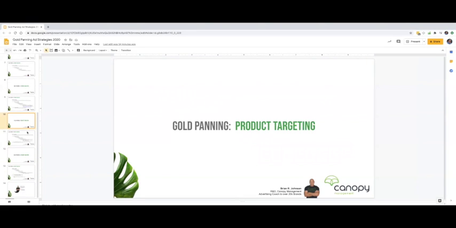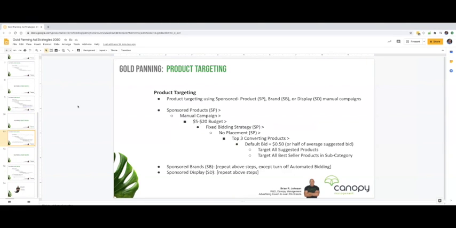So let's talk about product targeting. This is what Jason was talking about. It was a strategy that got pulled through one of the students of one of my peers, who has permission basically to say, here's the gold panning strategy, and so it was a variation on this. Now, the sponsored brand, product targeting, and category targeting are strategies that we currently use.